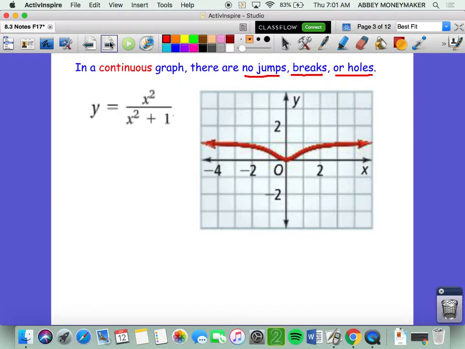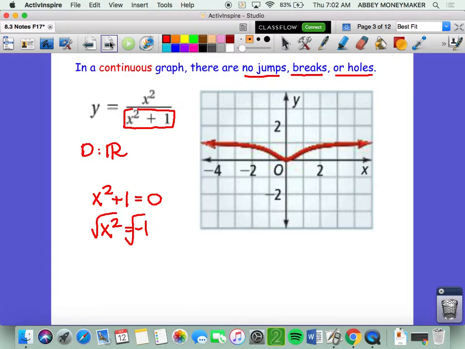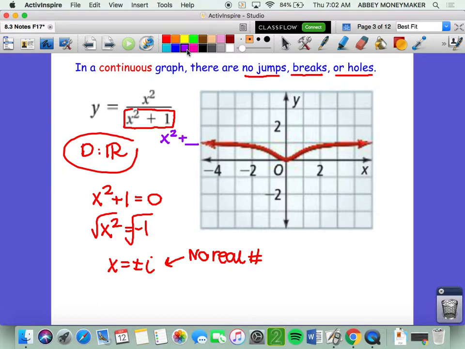The reason I don't have a restriction here, so my domain would be all real numbers, is because no real number is going to make that denominator go to 0. So a quick way to find your restriction is to set your denominator equal to 0 and solve. So you would have x squared equals negative 1. When you take the square root of both sides, x is equal to plus or minus i. Well, again, there's no real number that is going to make that denominator go to 0. So that's why our domain is just all real numbers. And the shortcut to recognizing a continuous function is when you have that x squared plus some value. Anytime you have that x squared plus a value in your denominator, it's a continuous function.